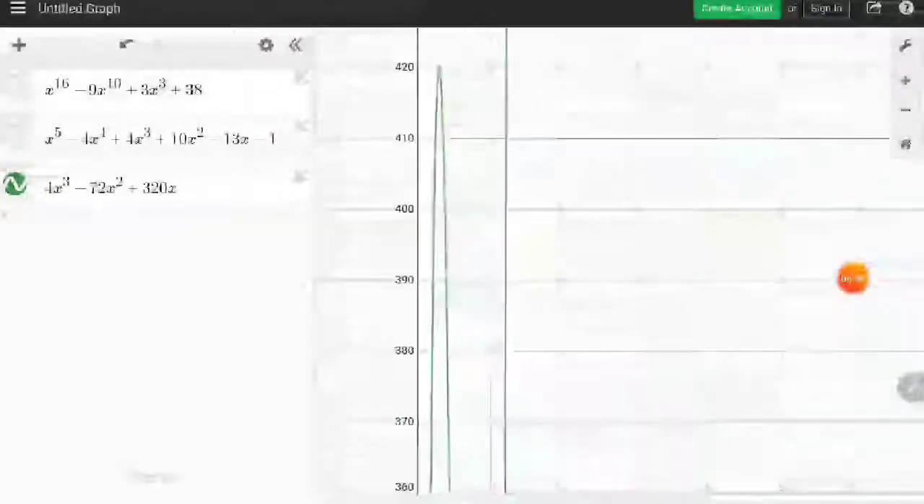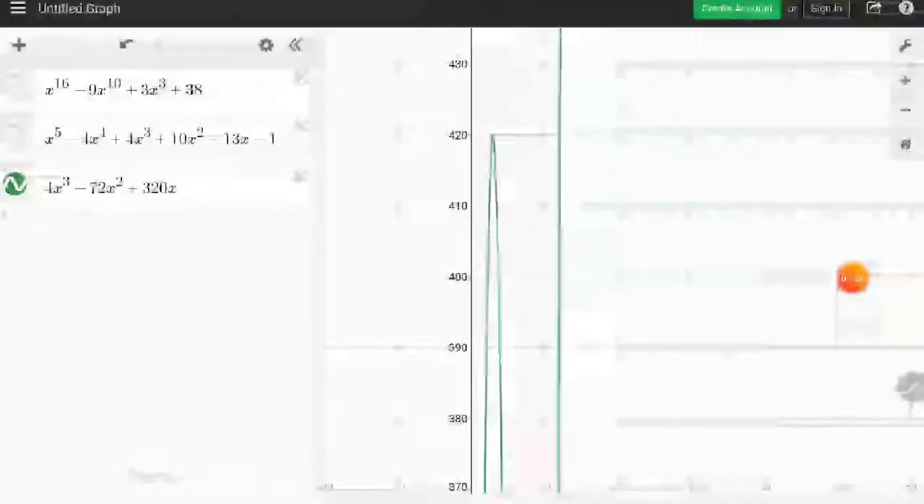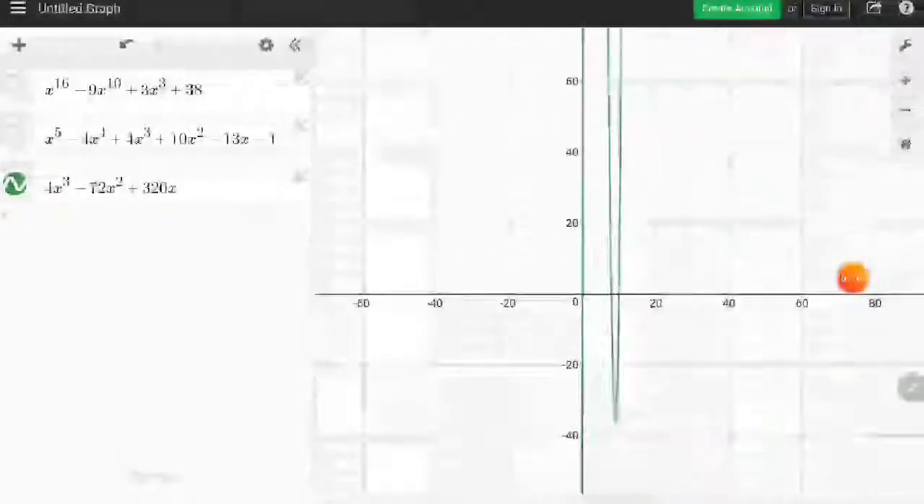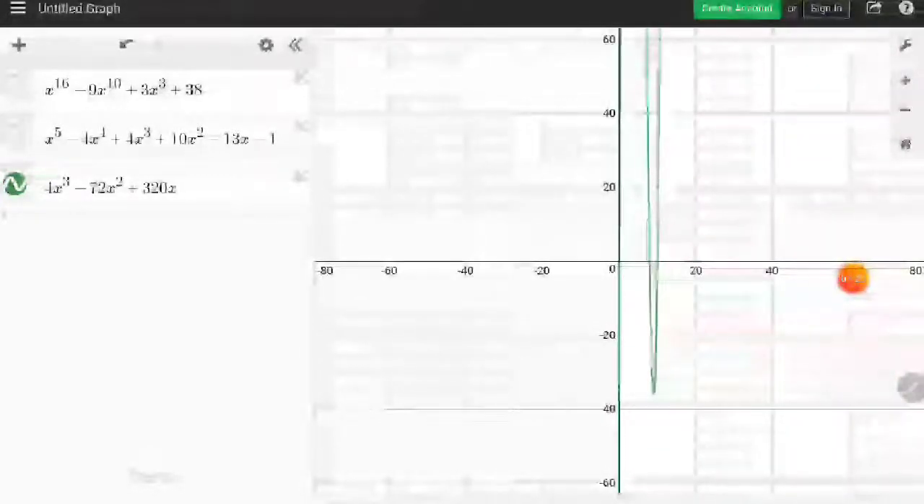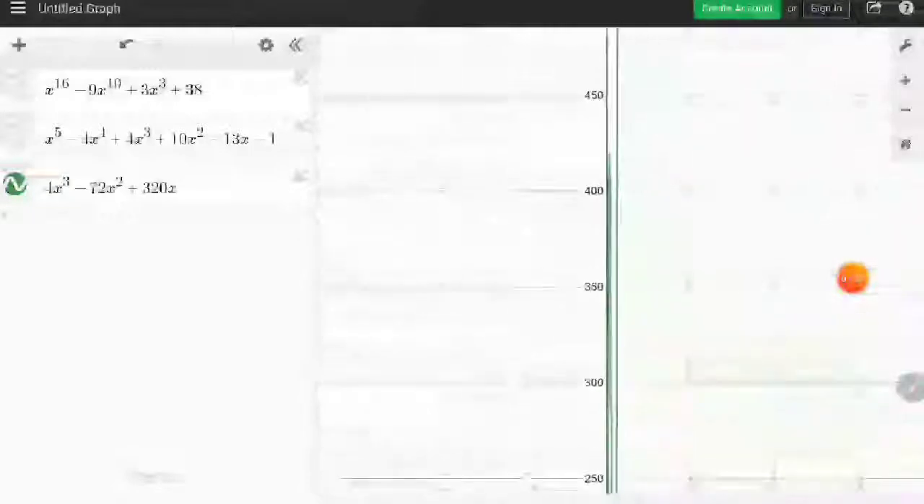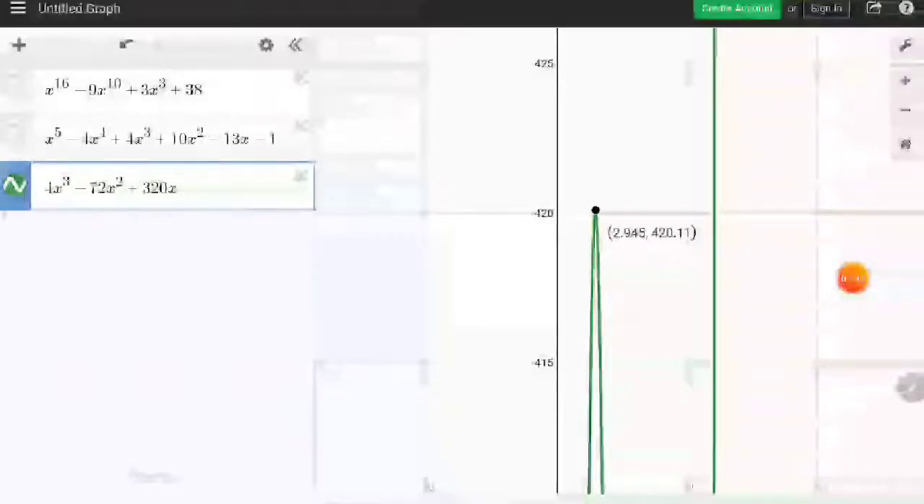And that point, if it would let me, why won't it let me? Does it not like what I did? There we go. So our hump is right there. Oh, I want to zoom. Select the graph here. There we go. That point is at 2.945, 420.1. So let's go back to our problem here.